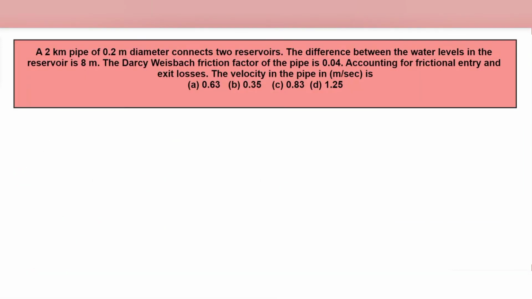A 2 kilometer pipe of 0.2 meter diameter connects two reservoirs. The difference between the water levels in the reservoir is 8 meter. The Darcy-Weisbach factor of the pipe is 0.04. Accounting for the frictional entry and the exit losses, the velocity in the pipe in meter per second is dash.